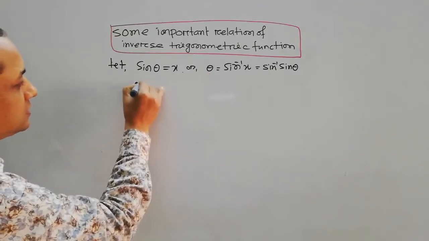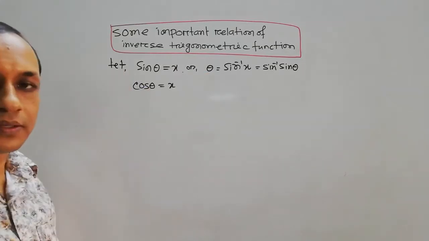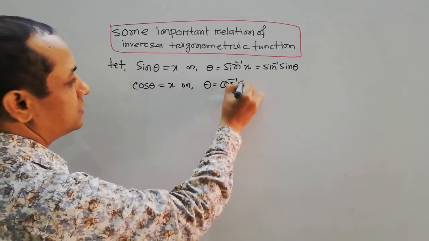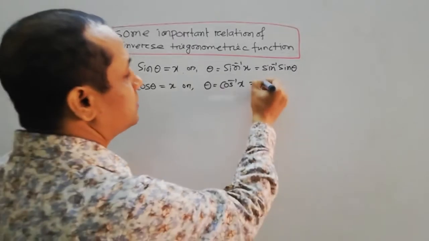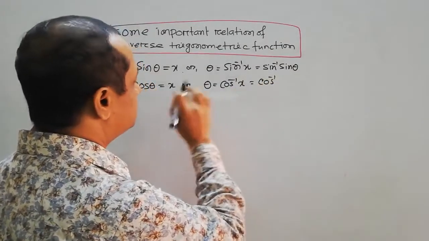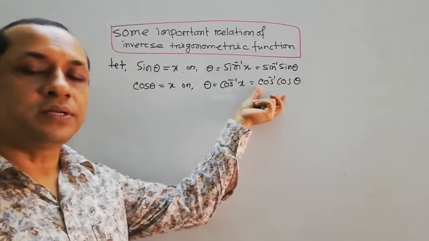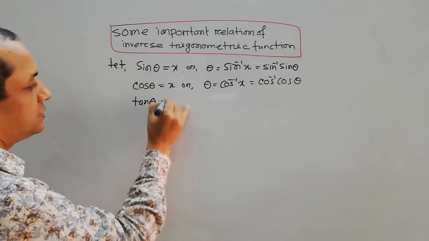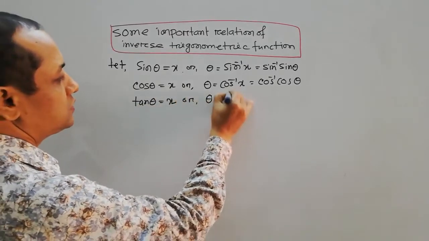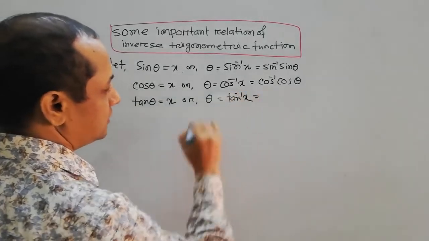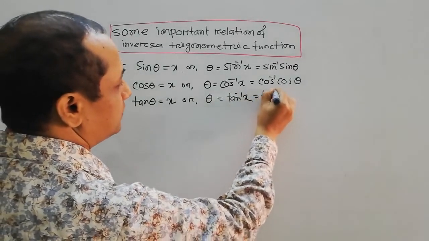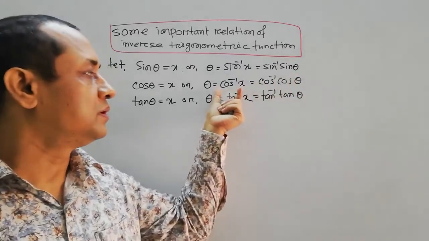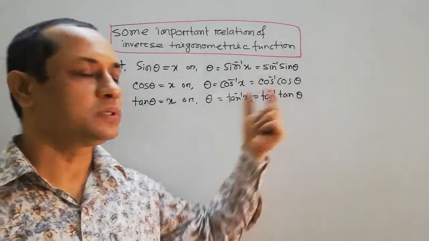Again, let cos theta equals x, or theta equals cos inverse x. Now putting the value of x equals cos theta, here cos inverse cos theta equals theta. Again, let tan theta equals x, or theta equals tan inverse x. Now putting the value of x, we have tan inverse tan theta. So students, here sin inverse sin theta equals theta, cos inverse cos theta equals theta, and tan inverse tan theta equals theta.